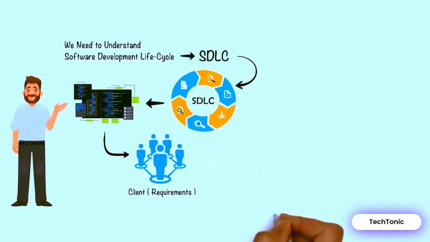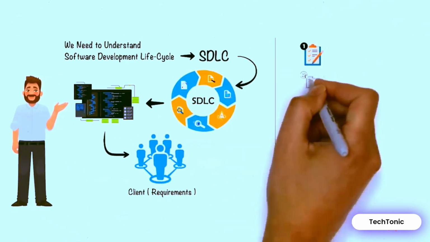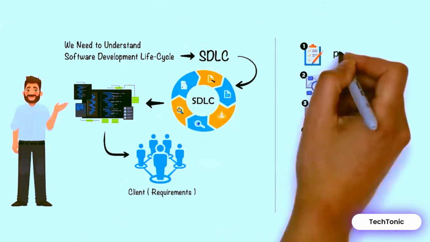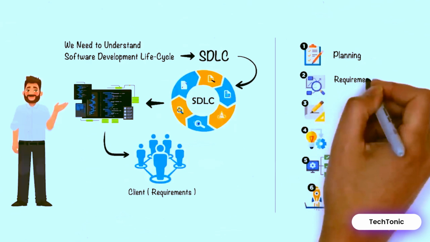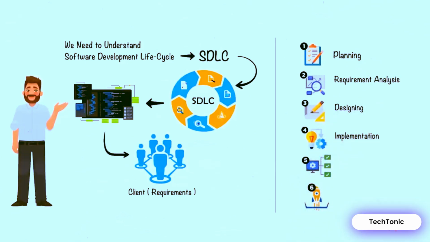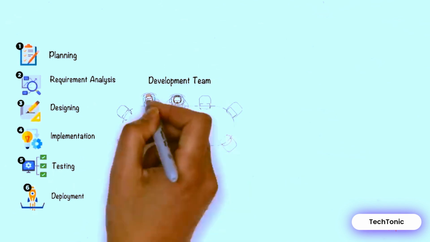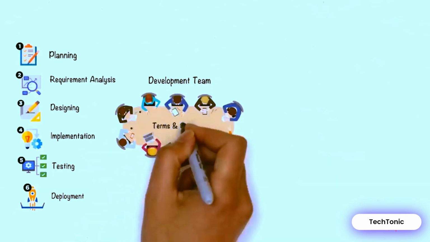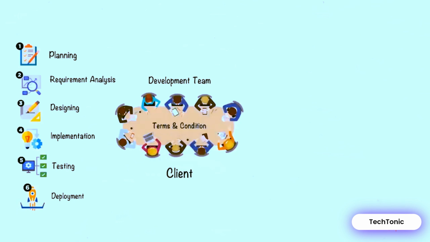Further, Mark briefs Adam about the 6 crucial phases of SDLC in designing any software application: planning requirements phase, requirement analysis phase, designing phase, implementation phase, testing phase, deployment and maintenance phase. The development team will commence production post agreeing on the terms and conditions discussed between the client and the development team regarding all the proceedings and requirements.